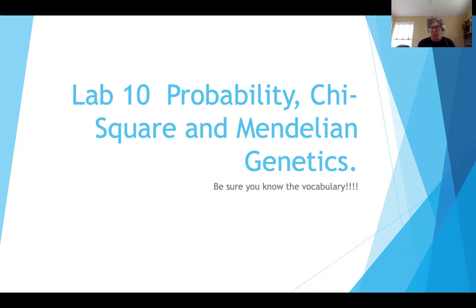So again, I always suggest you have your lab book out and open and ready to go. If you're on page 131, you'll see all the vocab words. If you've been following along with the lecture or the videos, those vocab words should all be familiar except for chi-square and degrees of freedom. And we're going to go through that today.